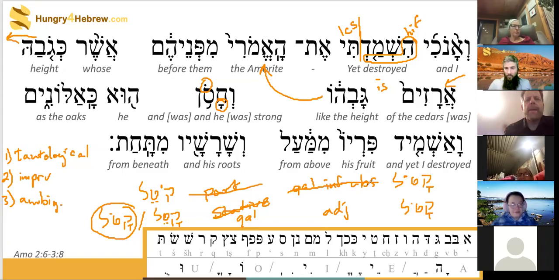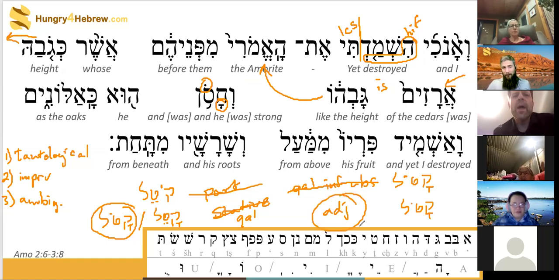Anyway, so probably not called infinitive absolute because there's no repetition. It's not tautological. And it's not an imperative. And is it ambiguous? Well, fair. It's not a verb. It's an adjective.